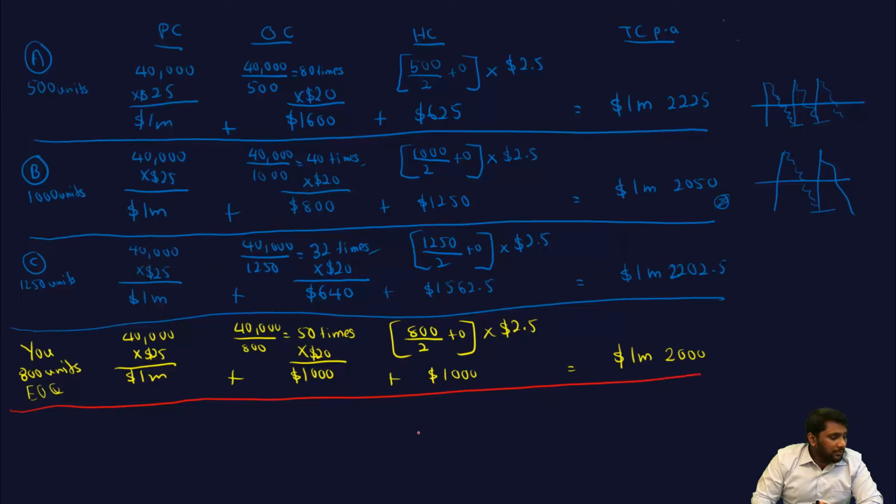You don't order 500 units, 1000 units, 1250, 800. Okay. You order 20,000 units at once, I will give you a 5% discount. So what is the supplier telling? 20,000 units with 5% discount. So if that is the case, how much will be your purchasing cost?